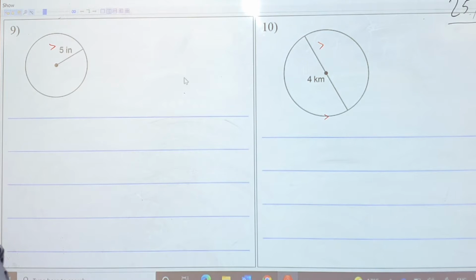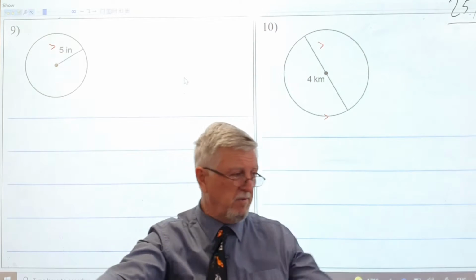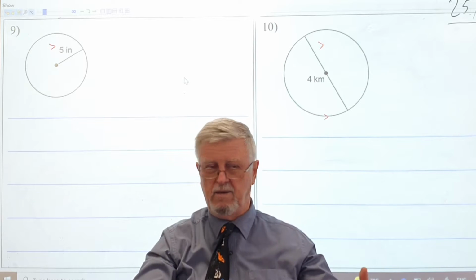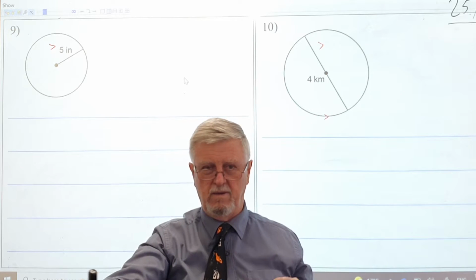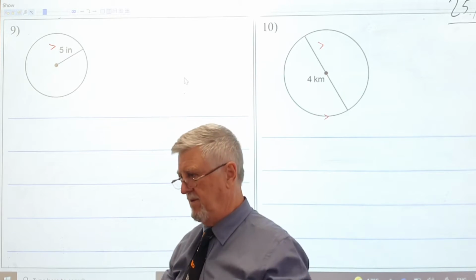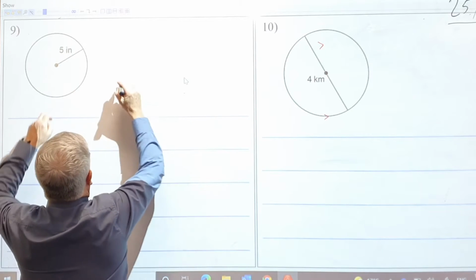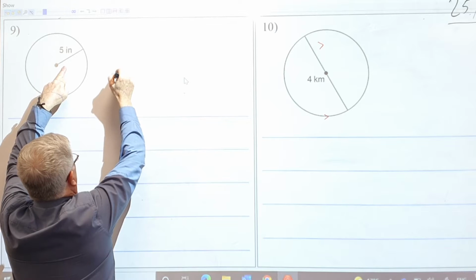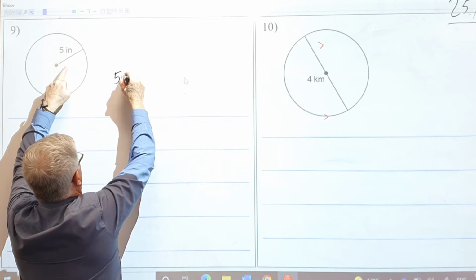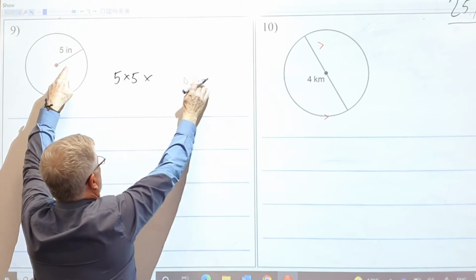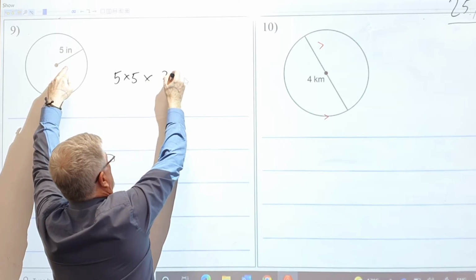Let's see how quick we can do this. Well, do you remember how I did it when I said not with a formula? Isn't it 5 times 5 times pi divided by 2? Yeah, not pi divided by 2. Just pi. 5 times 5 times that number, that 3 point something.